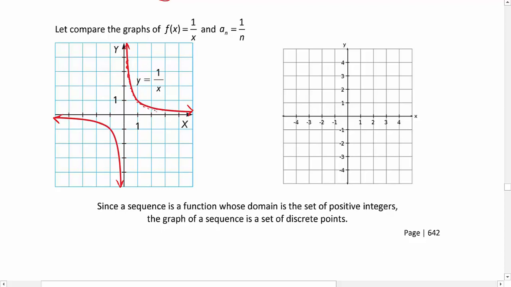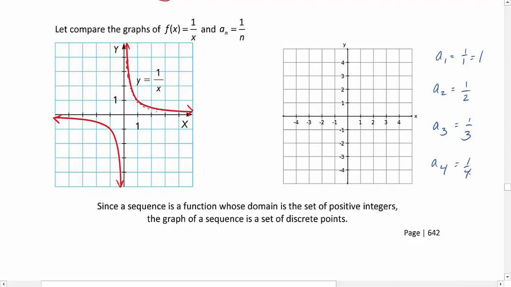Well, a sub n equals 1 over n. Remember that the definition said that the domain is the set of positive integers. So we're starting with a sub 1 and going on. So I think I'm just going to list out some points. So a sub 1 is going to be 1 over 1 or 1. A sub 2, a half. A sub 3, a third. A sub 4, a fourth.